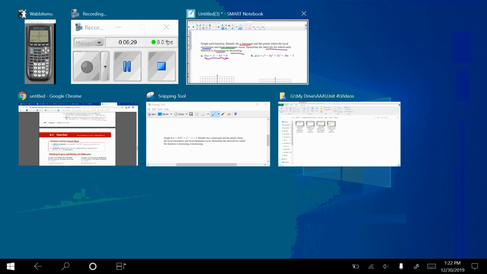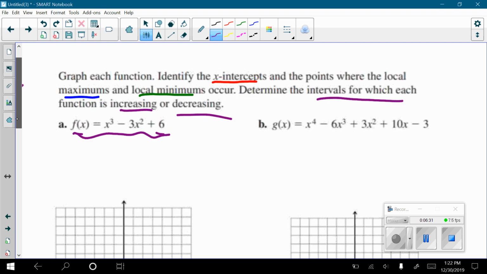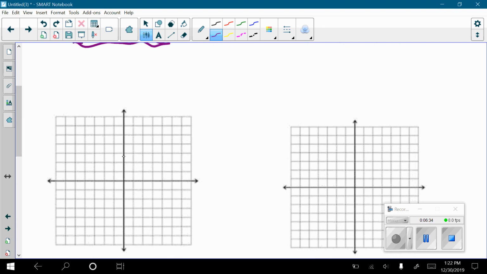Let's write that down. At 0, 6, I have a maximum. So my maximum would actually be at 0, 6. Okay, so that's where I have a relative or a local maximum.